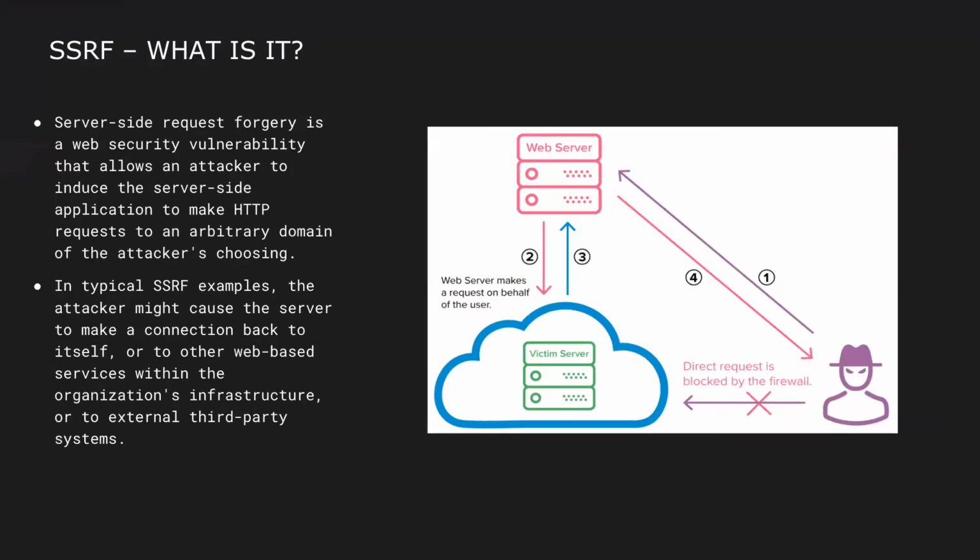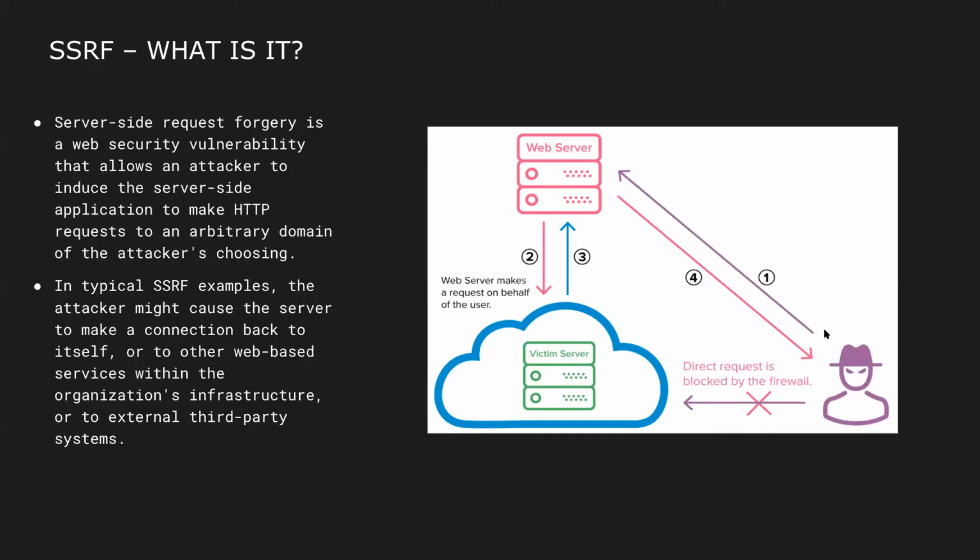So what is an SSRF? SSRF is a web security vulnerability. It stands for server-side request forgery. It is a vulnerability that allows an attacker to interface with a victim server and make it issue a request on its behalf. So how can we put it actually in words?